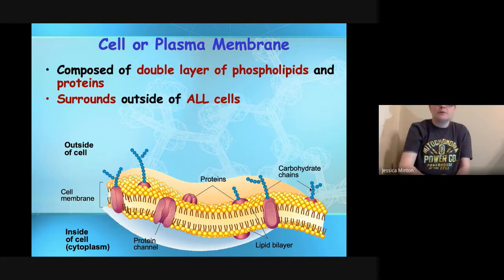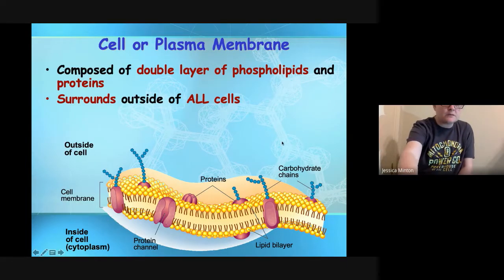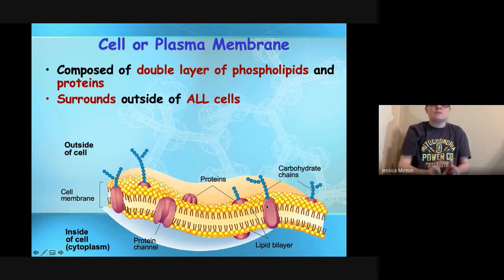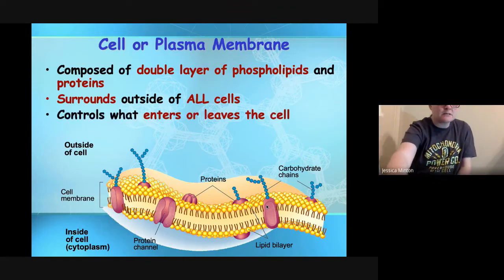Now, this lipid bilayer, we call them phospholipids, and it surrounds the outside. So phospholipids and proteins are going to be our big two, but why do we need a bilayer? Let's go and talk about that.